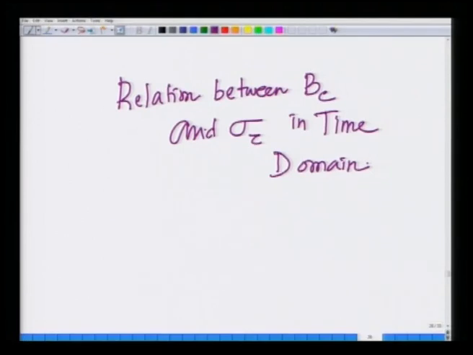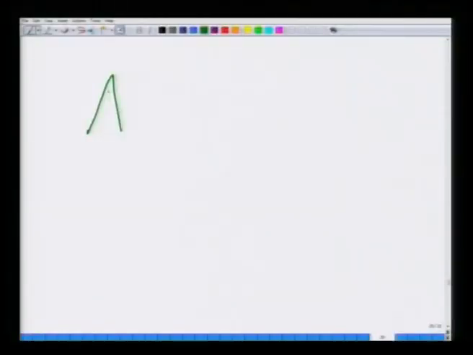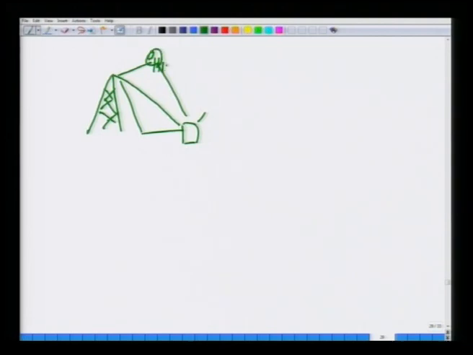Now, let me consider a transmitted wireless signal. Let me consider a base station. Again, let us go back to the earlier example of a base station and a wireless receiver. Let us say I have a direct path and I have several scatter paths arising out of the buildings. So, this is a direct path, there are several scatter paths.